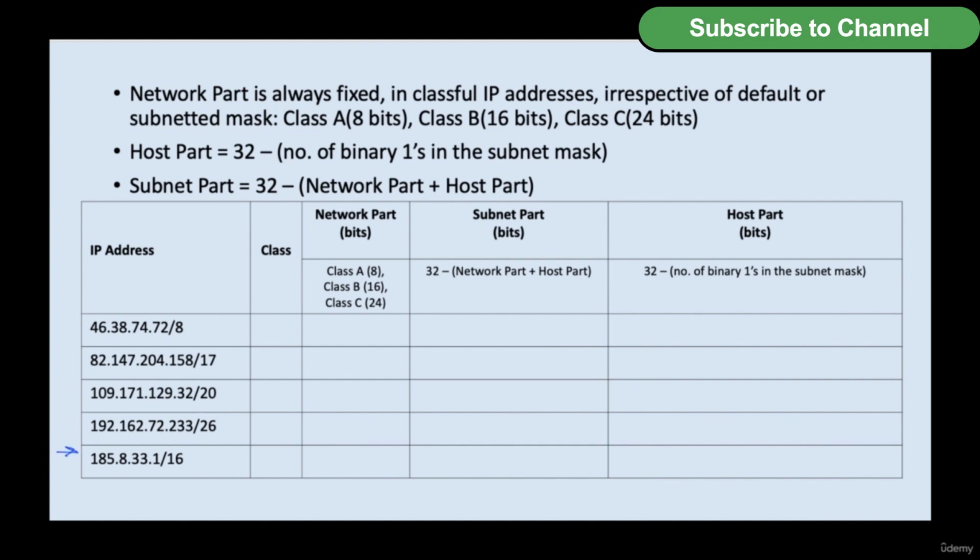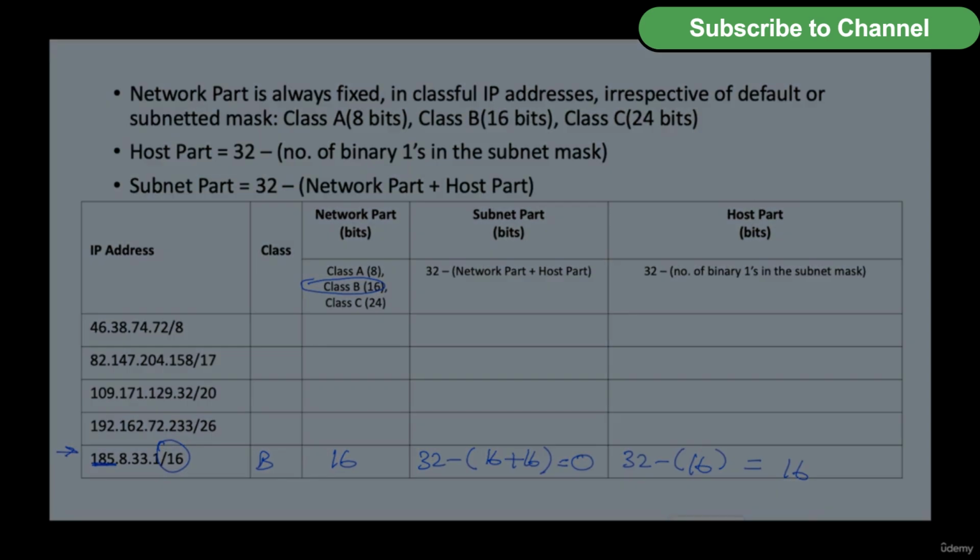Last example, it is 185, so it's a class B IP address. Since it is a class B IP address, the network part is 16 bits. The host part is 32 minus the number of binary ones, 16 here, and 16 is the answer here. 32 minus the network part, that is 16, minus 16. The host part is also 16, so 0. Again, there is no subnetting done in the last example as well.